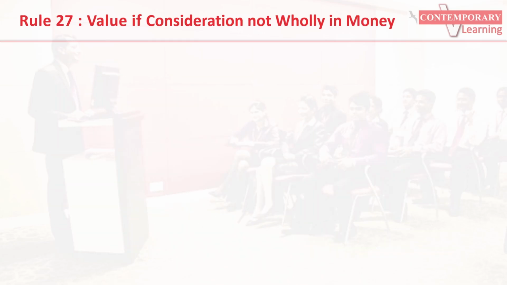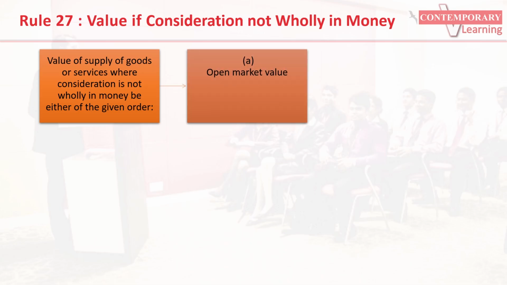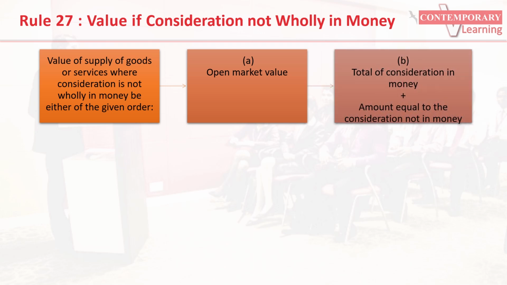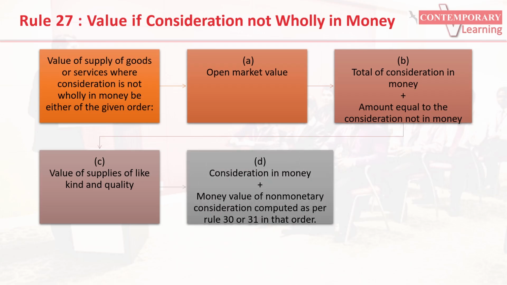When consideration is not wholly in money, Rule 27 provides a hierarchy of valuation methods to be applied in order. First, use the open market value if available. Second, use the total of consideration in money plus an amount equal to the consideration not in money. Third, use the value of supplies of like kind and quality. Fourth, use consideration in money plus money value of non-monetary consideration computed as per Rule 30 or 31 in that order. This hierarchy ensures that we get the most accurate market-based valuation.